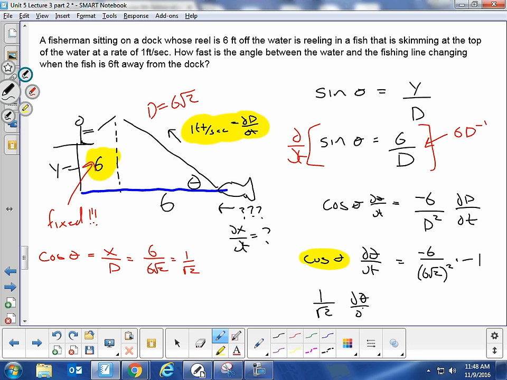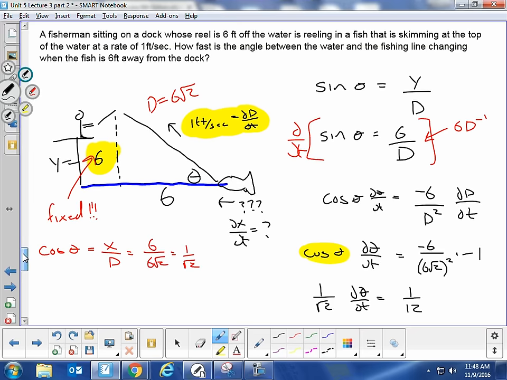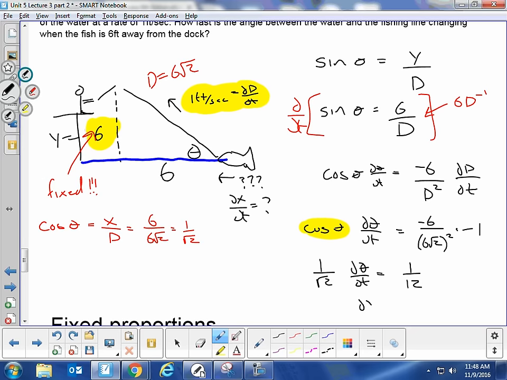dθ/dt is equal to -6 over 72. Can that be simplified? That's 12. Positive 1/12. So that ends up being root 2 over 12 rads per second.